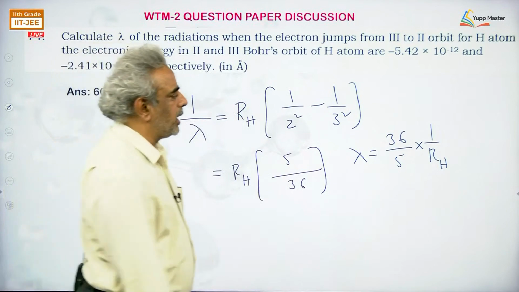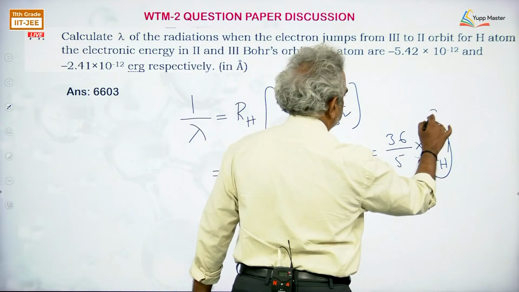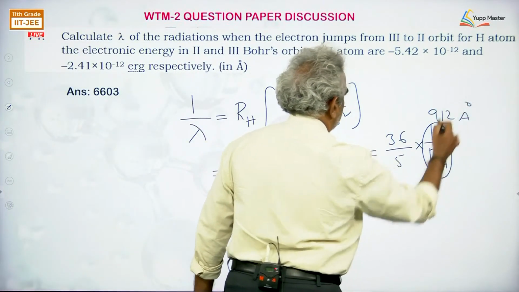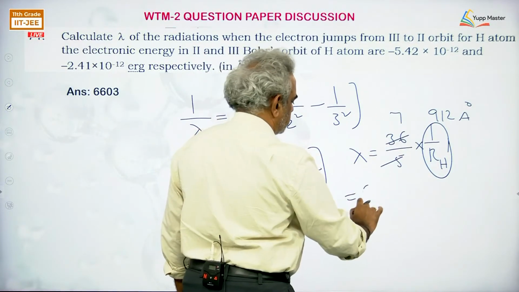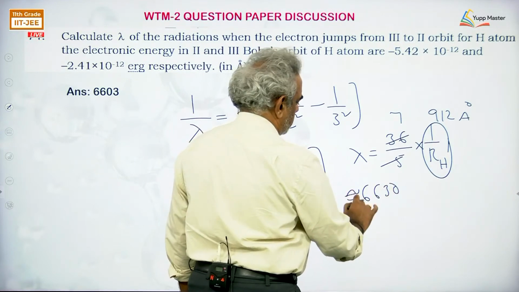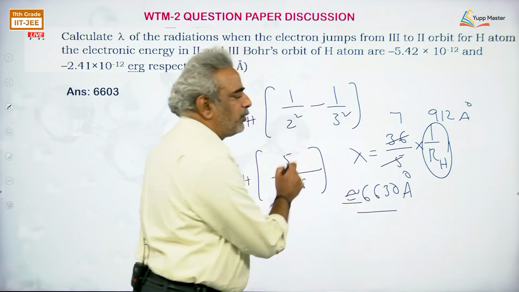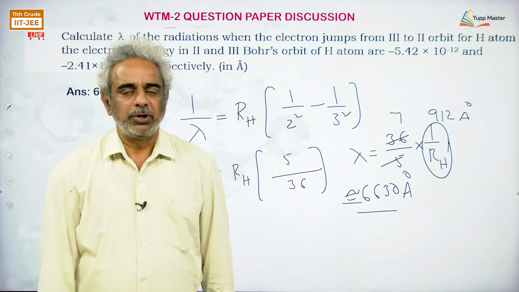And what is 1 by RH? 912 angstroms. Many times I told you. And this is going to be approximately 7 times 7 9s are 6630. Approximate. See how simply we could calculate using Rydberg equation.